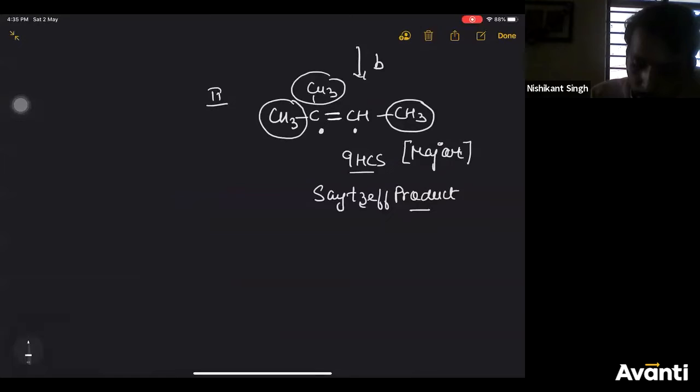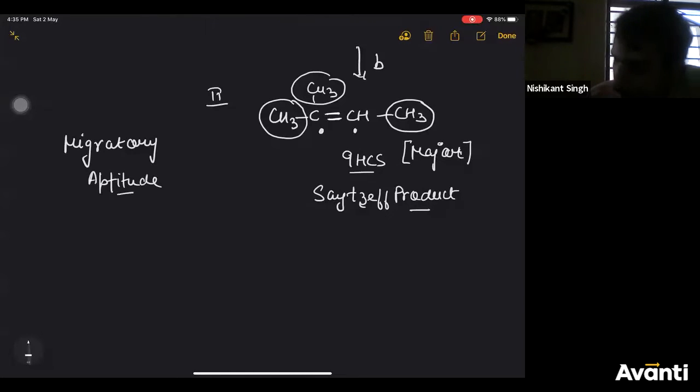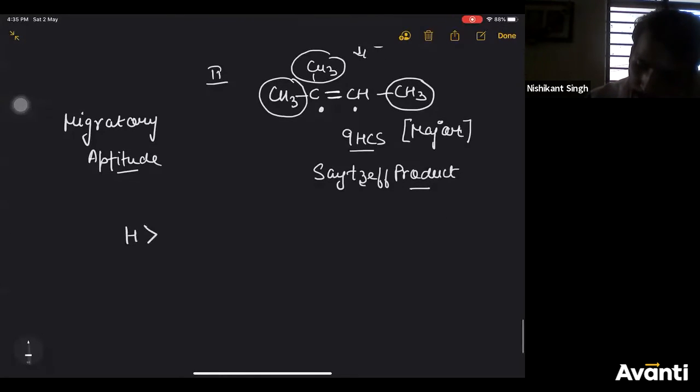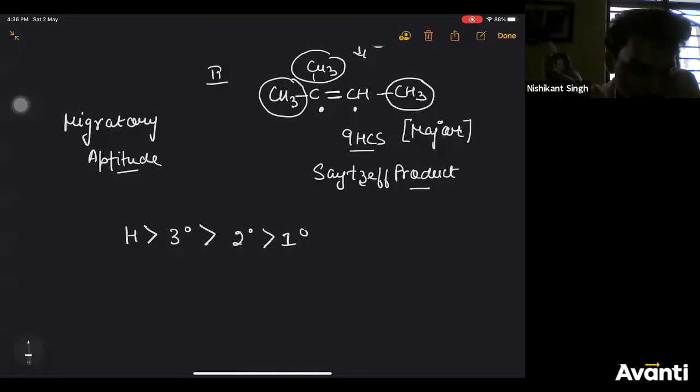Yes. Now there is something called migratory aptitude, students. In your migratory aptitude, generally you observe that hydride has more migratory aptitude than tertiary alkyl group, then secondary, then primary. So hydride is more than tertiary alkyl group, then secondary alkyl group, then primary alkyl group.